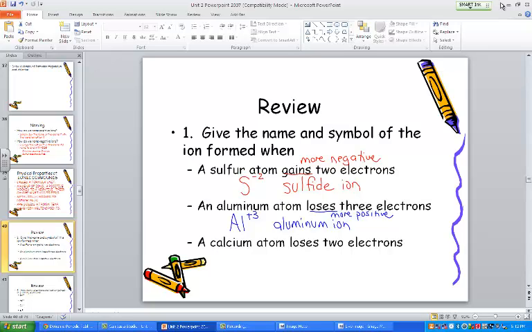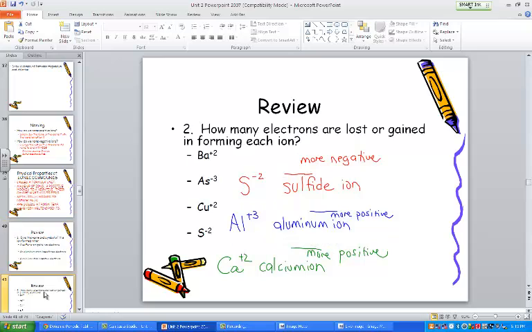And if calcium loses 2, I hope you wrote that so you can erase it with me. Loss of our negative electron forms a +2 calcium ion. We have one more review.